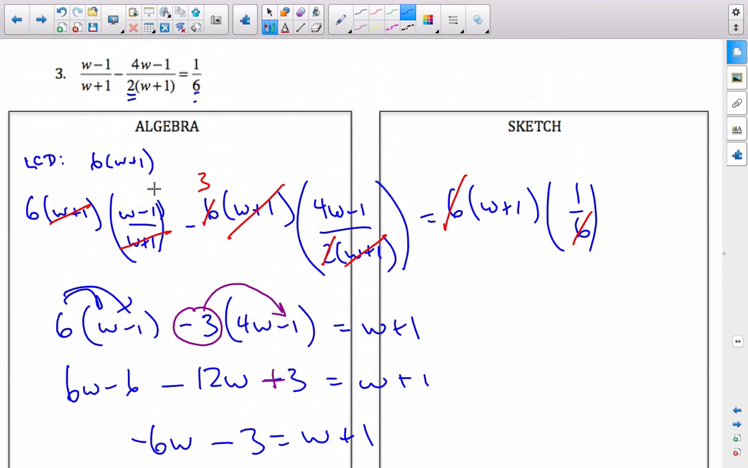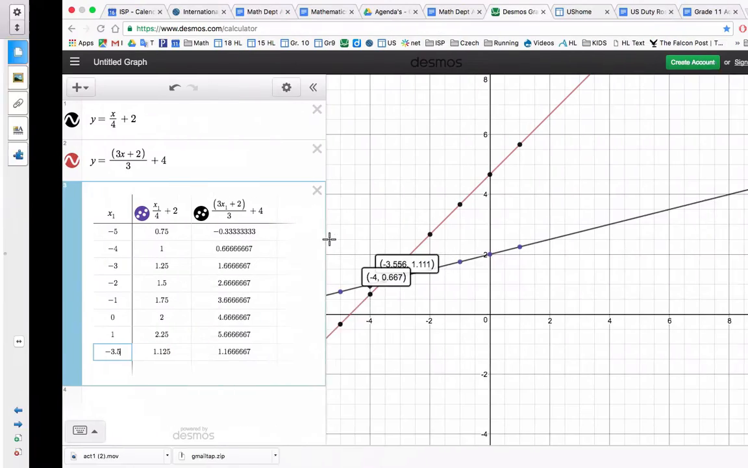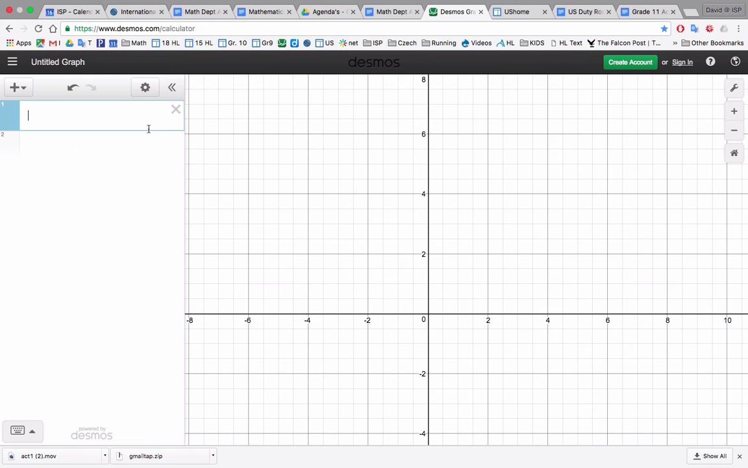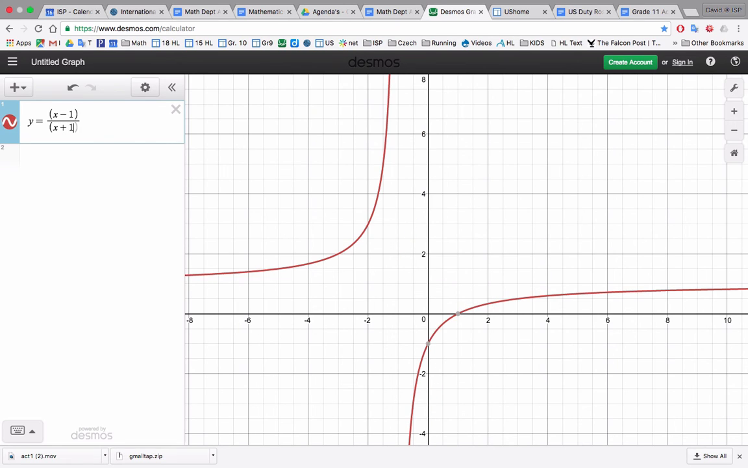So even though it starts off pretty messy, it cleans up really nicely, but you have to take the time for that. Okay, now let's go to the sketch and see what the sketch is going to look like. We'll clear all this off quickly. Again, we're going to go y equals, and it's going to be, where'd it go? One more. Yep. So parenthesis x minus 1 divided by parenthesis x plus 1.